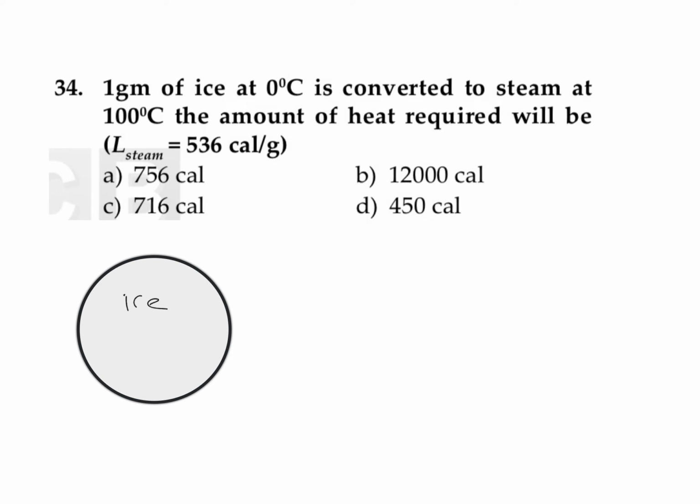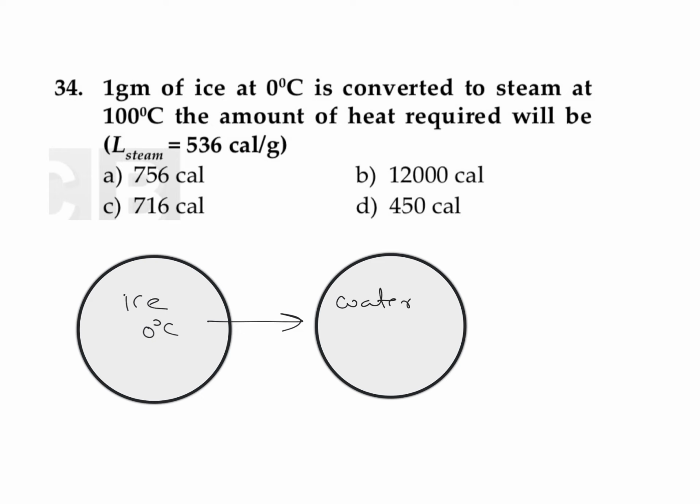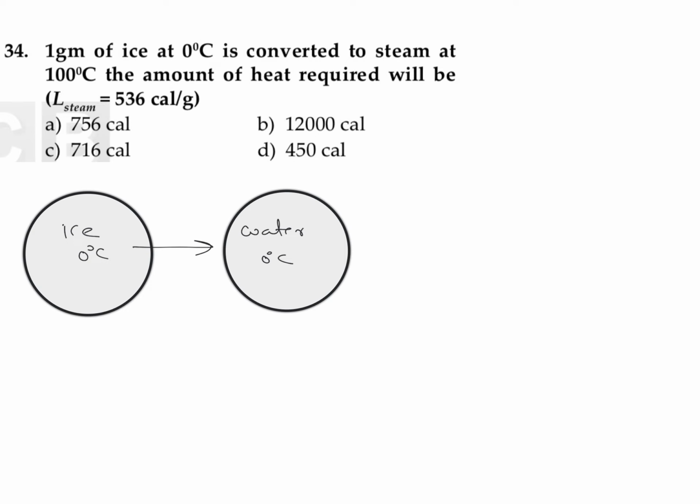So ice at 0 degrees Celsius, we cannot directly convert it into steam. We need to observe it step by step. First, this ice at 0 degrees Celsius will convert into water at 0 degrees Celsius. So we can write the first process: ice at 0 to water at 0 degrees Celsius. Then what will happen? This water at 0 degrees Celsius will be converted into water at 100 degrees Celsius.